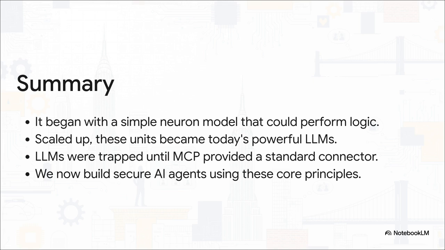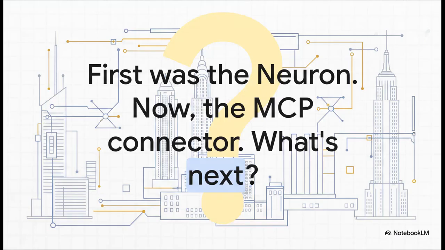And now today, we use all these principles together to build powerful, secure AI agents. And that kind of leaves us with one big final question to think about. The MCP neuron was the fundamental building block for the first era of AI. It seems like MCP is becoming the fundamental connector for this current era. So the question is, what's going to be the fundamental building block of the next one?